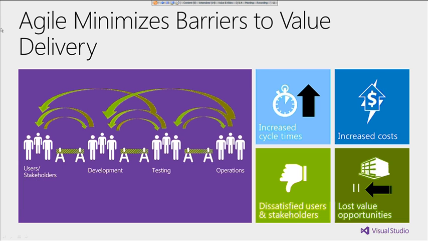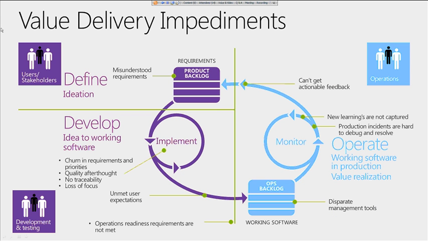The idea then is that with Agile, we should be able to provide some solutions to those value delivery impediments. Most of you might have seen this slide from several Microsoft presentations. They show the issues that we have in day-to-day projects, be it Agile or Waterfall. From the beginning of the project, you have issues with the ideation piece, in that people do not understand the requirements very well. And then in the development piece, during the implementation, you'll have a lot of churn between requirements, priorities, no thinking about quality.